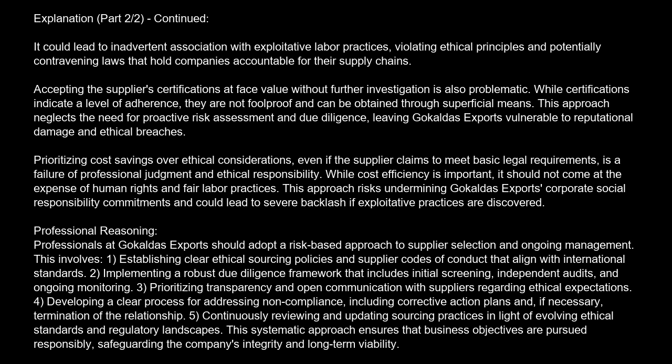5. Continuously reviewing and updating sourcing practices in light of evolving ethical standards and regulatory landscapes. This systematic approach ensures that business objectives are pursued responsibly, safeguarding the company's integrity and long-term viability.